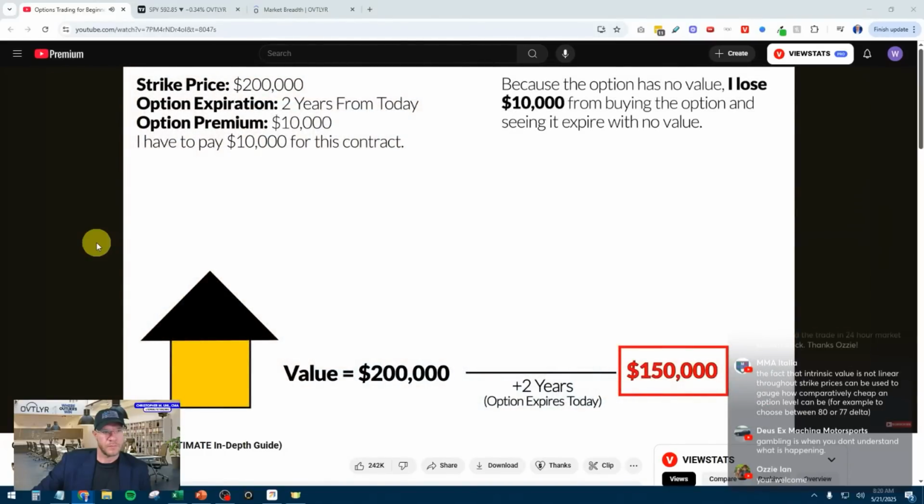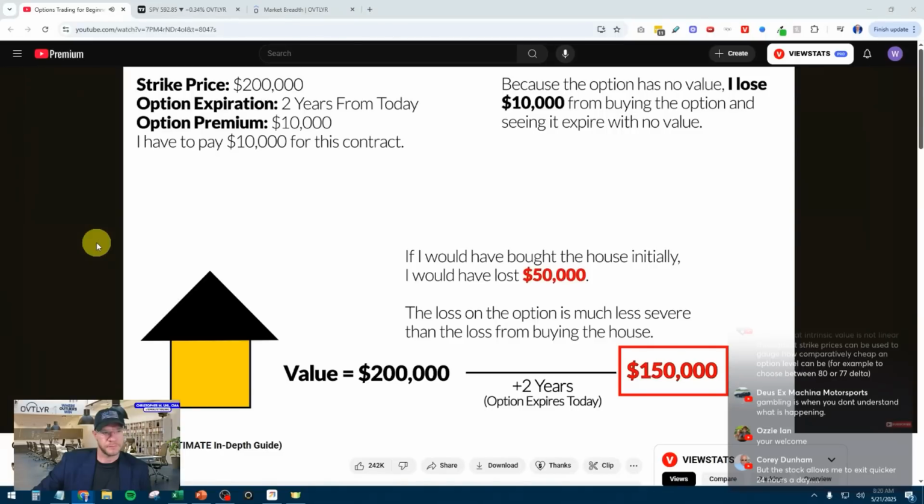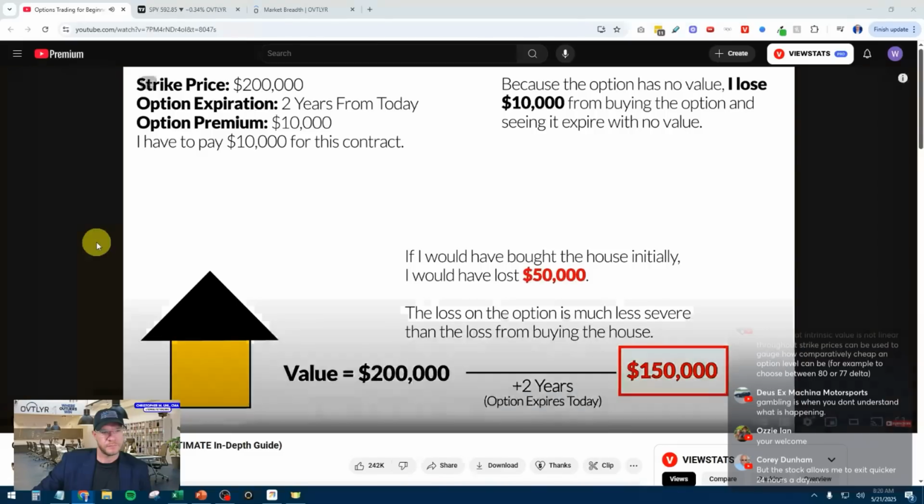But if we compare this to the loss I would have had if I purchased the house initially without buying an option, I would have paid $200,000 for the house. And at the current price of $150,000, I have lost $50,000 as opposed to the $10,000 that I lost in my option. Actually, that's a really good example. I really like this. So we paid $10,000 for the contract. The value of the house was $200,000 when we decided to buy the contract, and then it went down to $150,000. Now, losing $10,000 that you paid for the contract sucks, but it sucks a lot less than having lost the $50,000 that you would have had you bought the house outright. So this is actually a really good example.